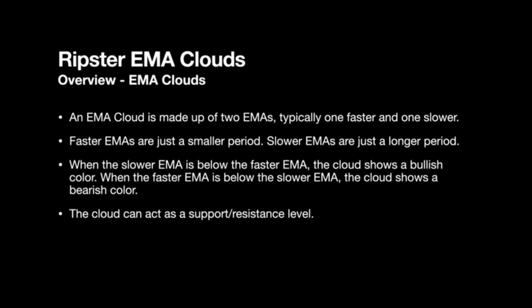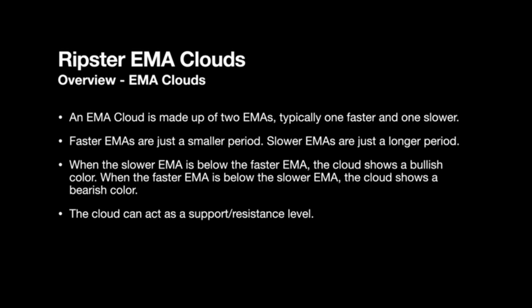Okay, so let's talk about EMA Clouds. An EMA Cloud is a really simple and elegant solution that provides a lot of information very, very quickly. It's made up of two EMAs, typically one faster and one slower. The faster EMA is just a smaller period, like let's say 5, looking back just 5 candles. And a slower EMA is just a longer period, let's say looking back 12 candles.